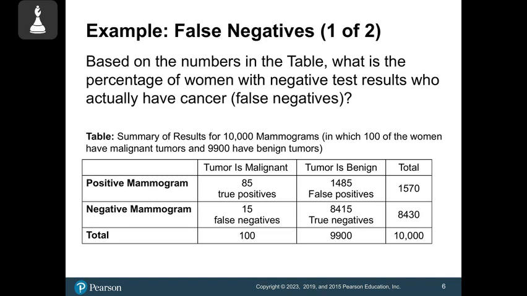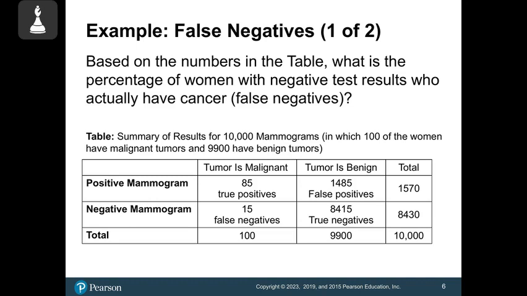And then over here, we also have false positives. So the tumor was benign. It was not cancerous. But out of these 10,000 people, 1,485 of them were told that it was actually cancerous. And then this one down here is true negative. So the test showed that the tumor was, in fact, negative.